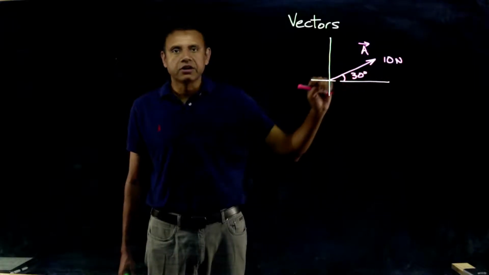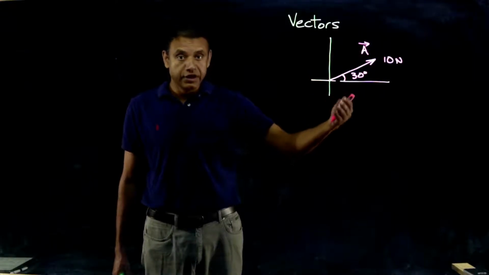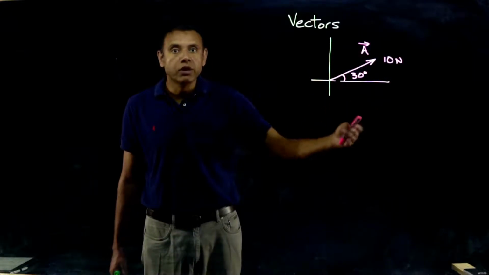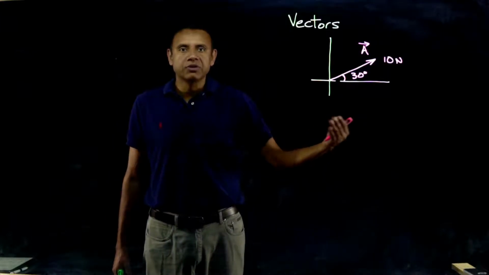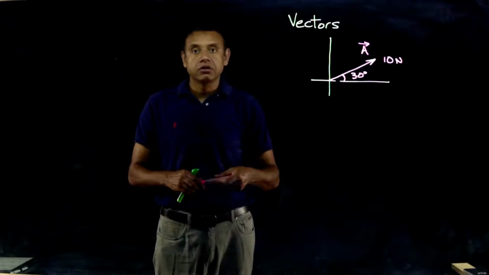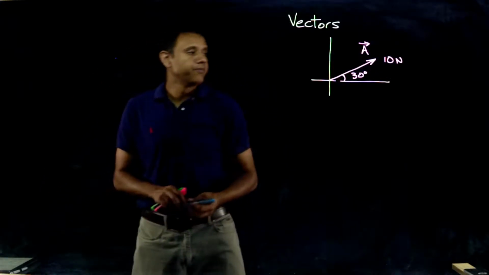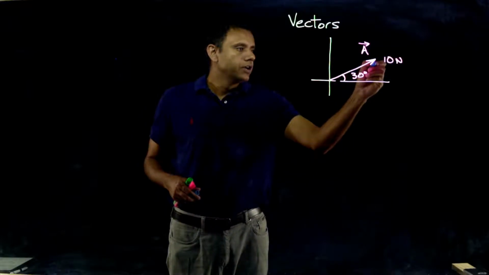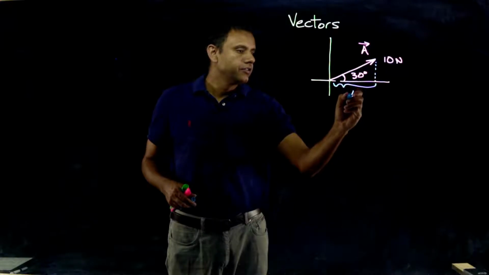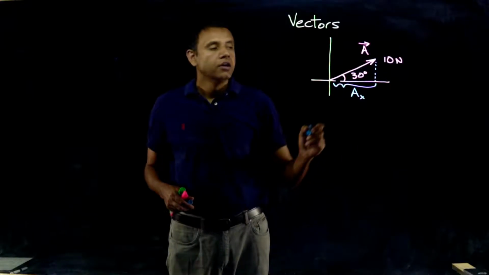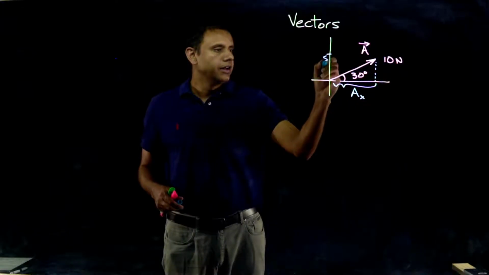So that's vector A. It is written as AX in X direction plus AY in Y direction. And we can calculate how much it is in X and how much it is in Y. These are called the components of the vector. So the X component is how much it is in X, this would be AX. And how much it is in Y, that much, that's AY.